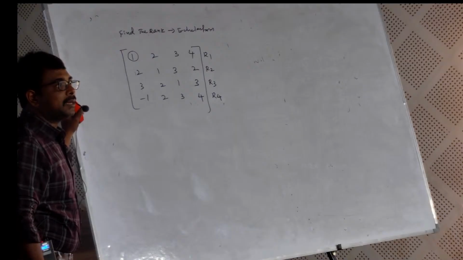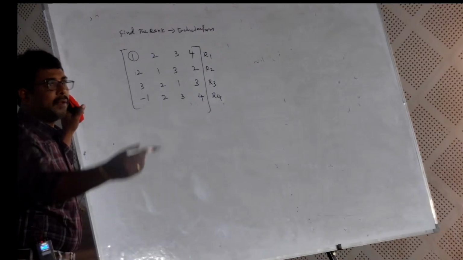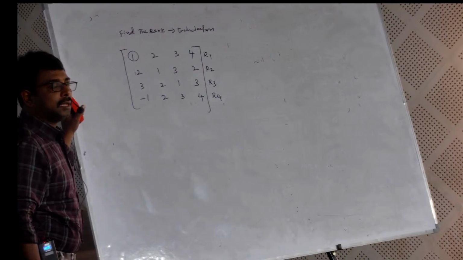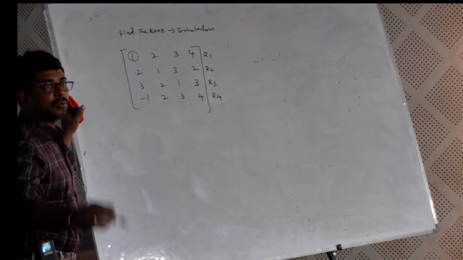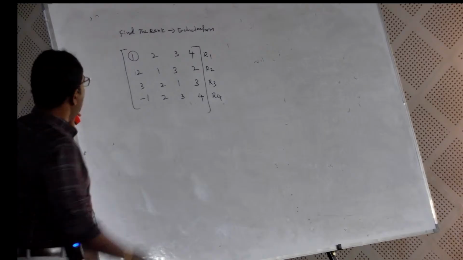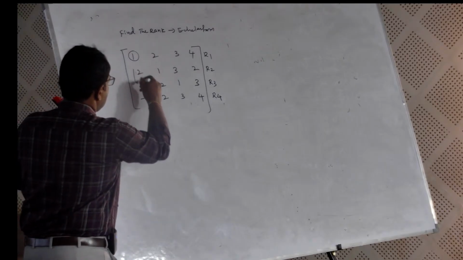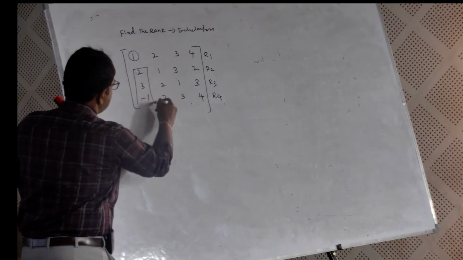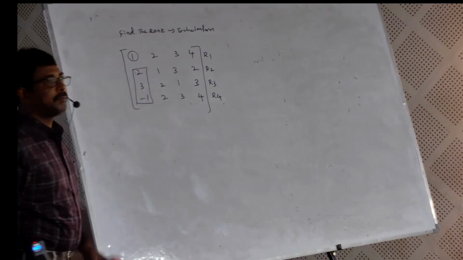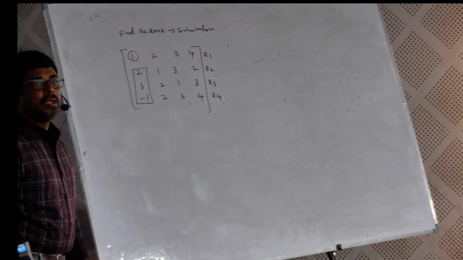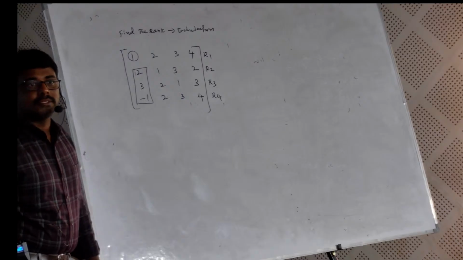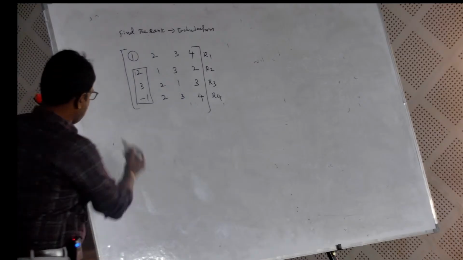First, what is the element I selected? Answer my questions. Yes, feel free to answer. I must maintain some good rapport with you, then only you are able to understand. Using one, make these three elements 0, one by one. This is the first target. This is the first step.